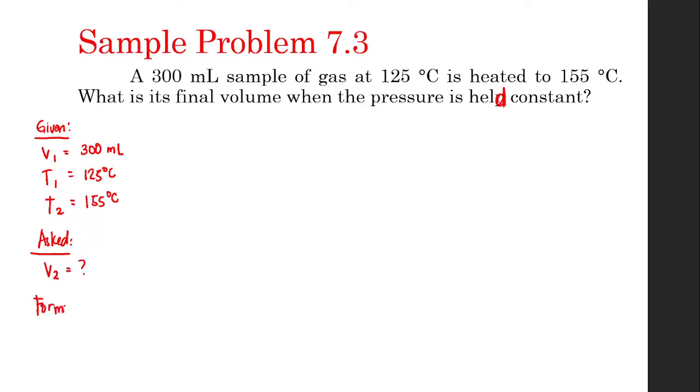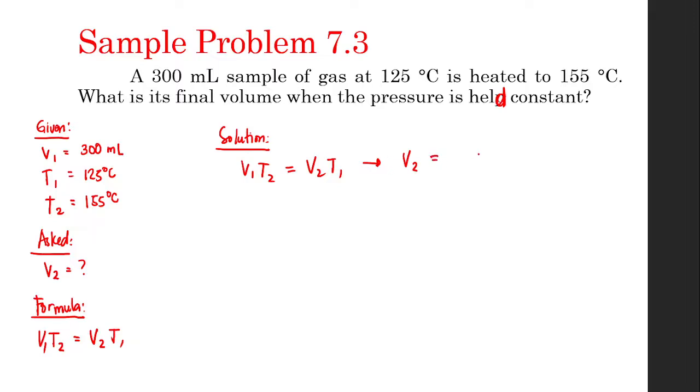So we just discussed the formula earlier. The formula we know is the initial volume multiplied by the final temperature should be equal to the final volume multiplied by the initial temperature. Solution. So we'll take our equation V1 T2 is equal to V2 T1, and since we're looking for V2, we'll just have to arrange this so that V2 is on one side and the rest is on the other side. So that is V1 T2 divided by T1. So finding the value of V2, you just have to plug in your values, or in your initial volume of 300 ml multiplied by the final temperature, which is 155 degrees Celsius.